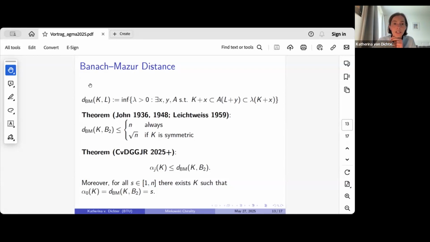For the Banach-Mazur distance, it is known that it has some upper bounds. Namely, for general convex sets, the upper bound is n, and for symmetric, so point symmetric bodies, it's square root of n. What we have done is we could connect our Minkowski chirality to the Banach-Mazur distance, which means that if we know the Banach-Mazur distance between our body K and the unit ball, then we can bound our Minkowski chirality.